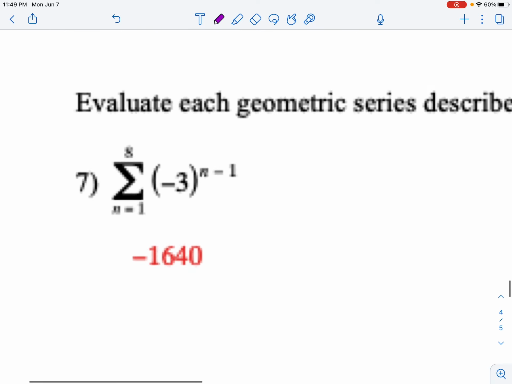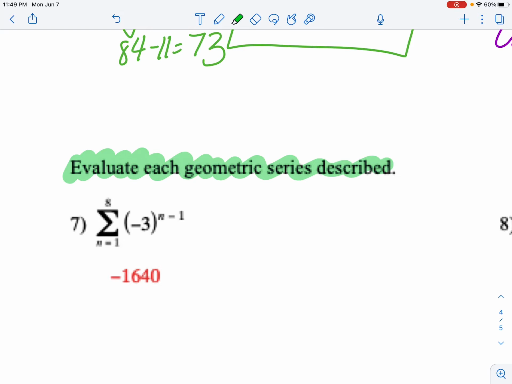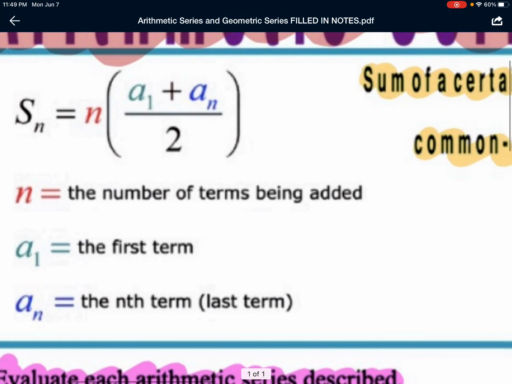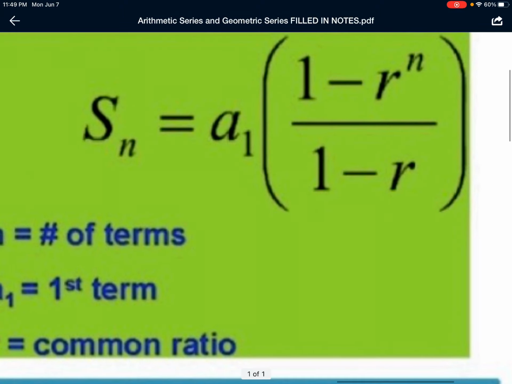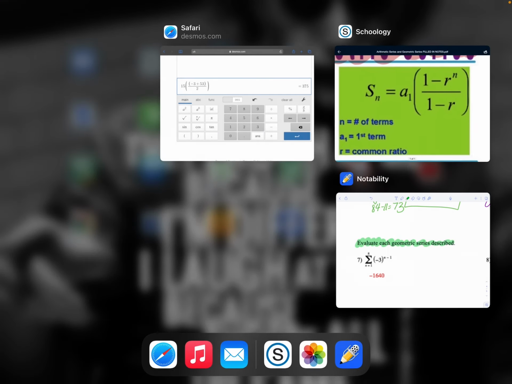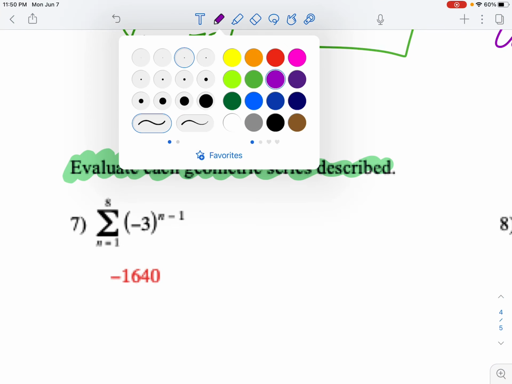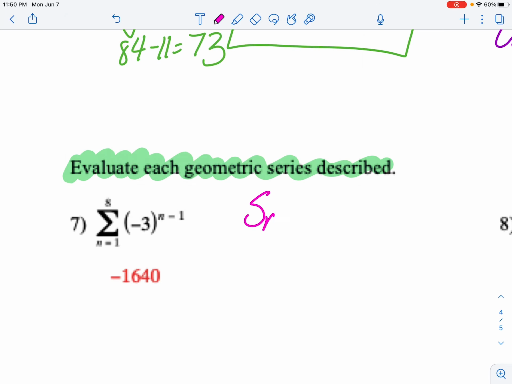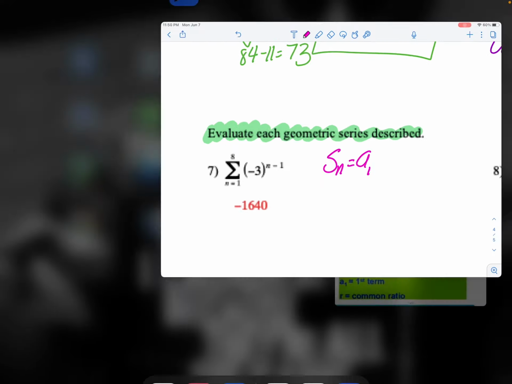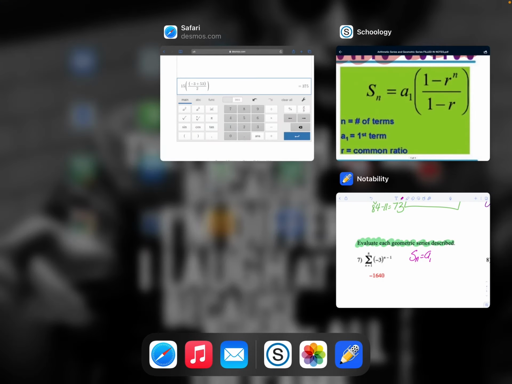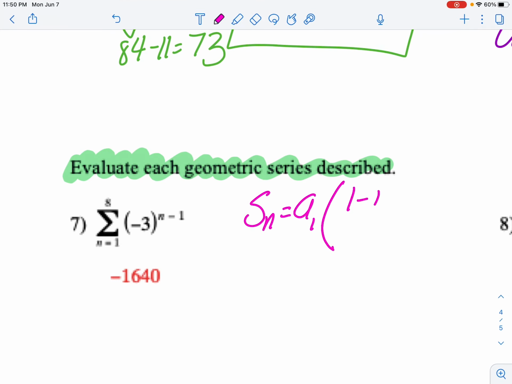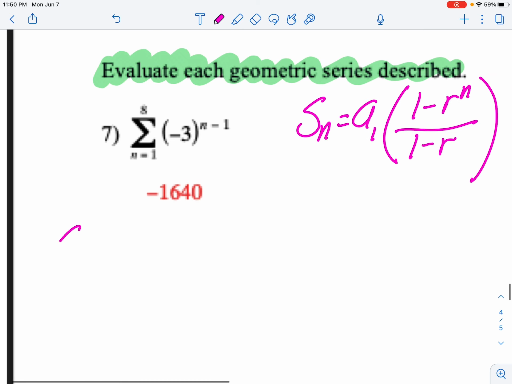Last two here. The instructions say, evaluate each geometric series described. Geometric. Where's geometric? There it is right here. Sn is equal to a1, big parentheses, 1 minus r to the power of n, over 1 minus r, big parentheses. So I need my first term, a1.